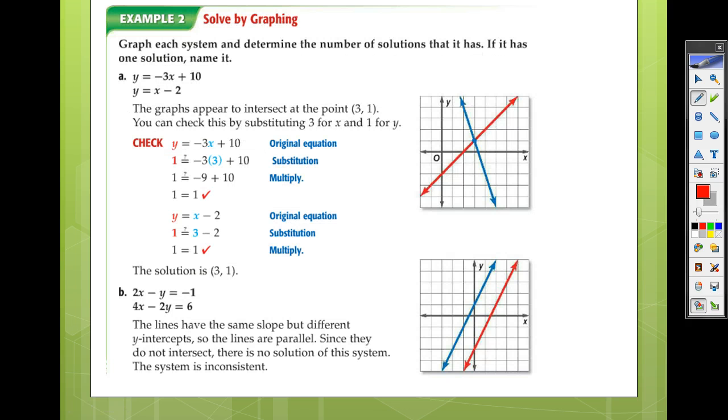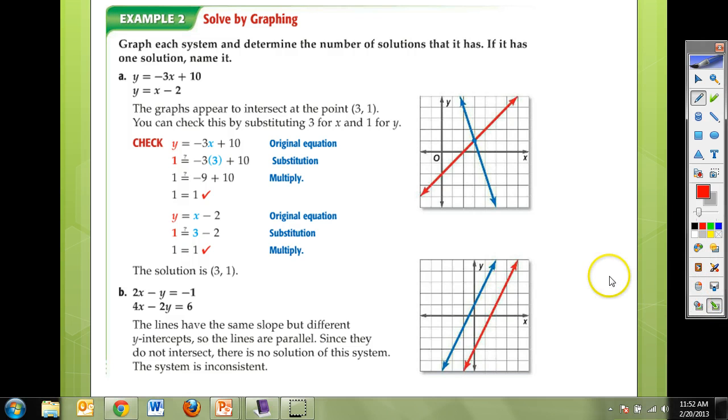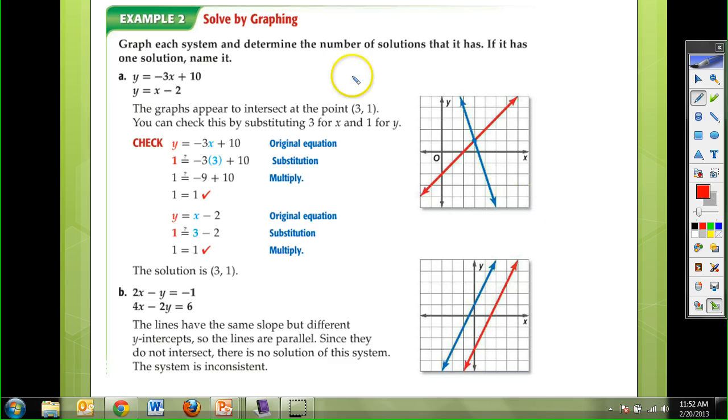Okay, welcome back. Here's example 2, solve by graphing. Graph each system and determine the number of solutions that it has. If it has one solution, name it. So they graphed y equals negative 3x plus 10. They also graphed y equals x minus 2.